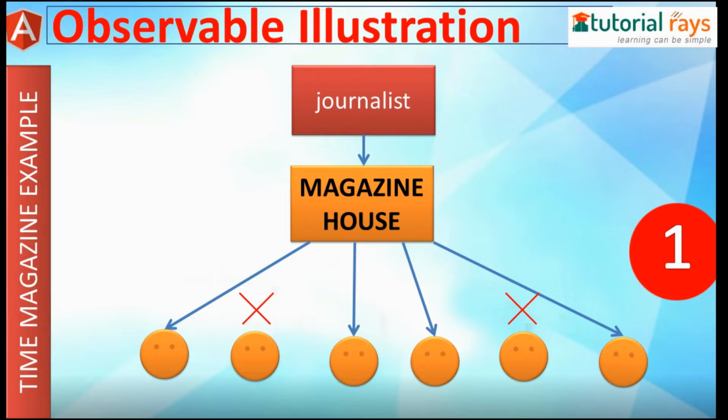So understand it properly. As you can see, the first one is the journalist, which is a kind of data source. Data is flowing inside the magazine house through this journalist, and ultimately the magazine is printed inside the printing house, and then after printing it is sent to the subscribers, and it is not sent to the people who have not subscribed. So let's proceed ahead.